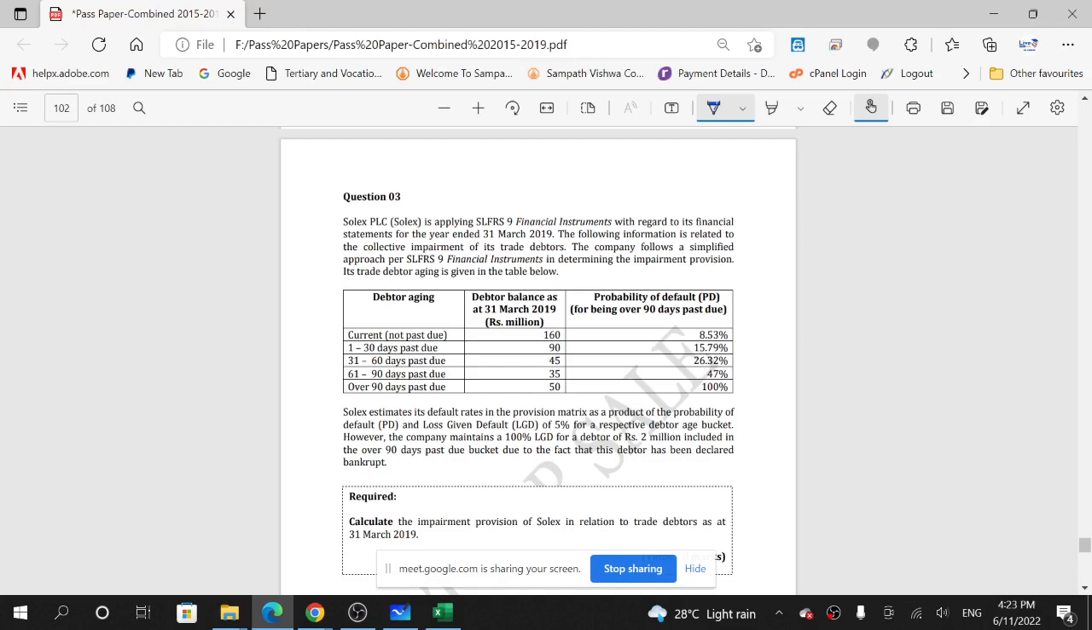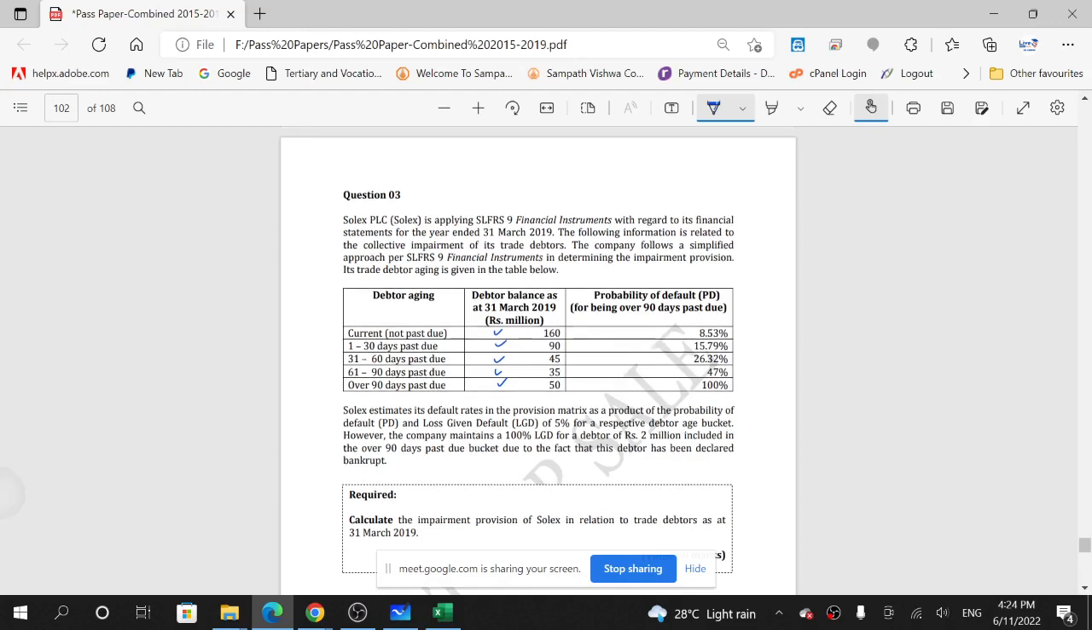So you can see the trade receivables debtors. Normally debtors are divided into age buckets. What is the current age, what is 1 to 30 days past due, 31 to 60 days past due, 61 to 90 days past due, and over 90 days past due. They have calculated it on that basis. And they have also given the debtor outstanding balances of each ageing category. And the PD, probability of default for being over 90 days past due, is also given.